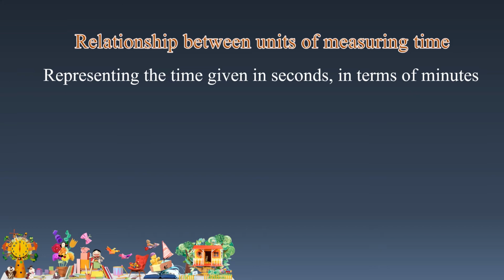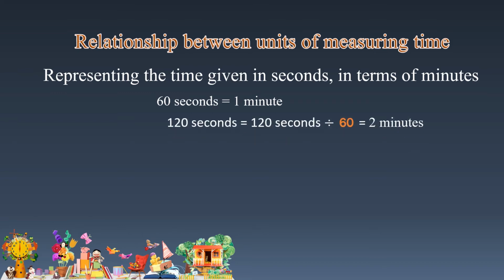Now we are going to have a look at that: representing the time given in seconds in terms of minutes. We know that 60 seconds is equal to 1 minute. Therefore, if 120 seconds are given, you can divide 120 seconds by 60. Then you get the answer as 2 minutes. That means in 120 seconds, you have got 2 minutes.